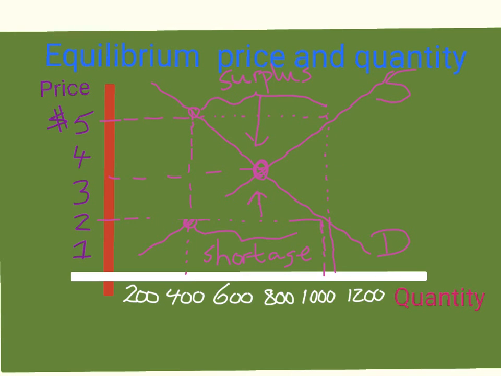So the equilibrium price here in this particular example is at 3.50, and the quantity, if we go down to the quantity axis, would be between 600 and 800, let's say 700 or so. So we'd have an equilibrium price of 3.50, and an equilibrium quantity, or a free market quantity, of about 700.